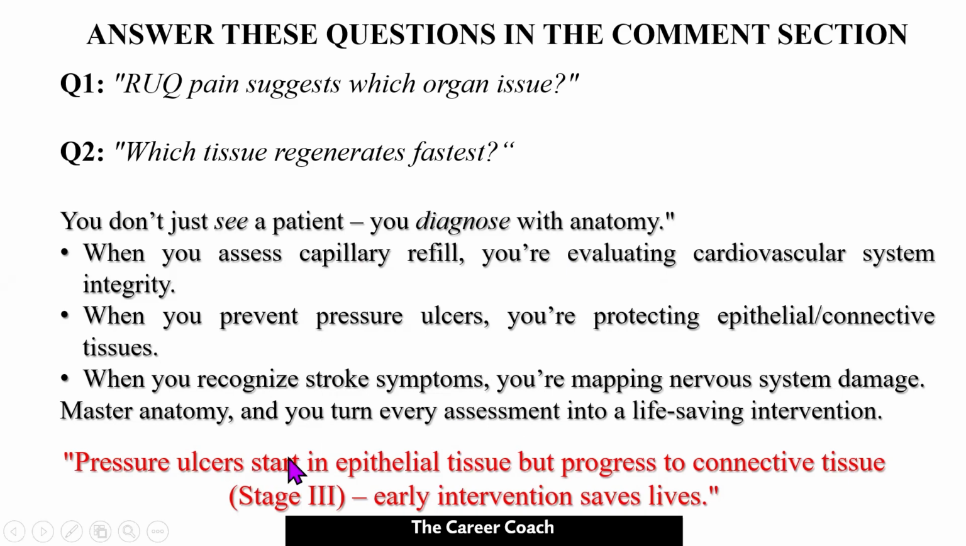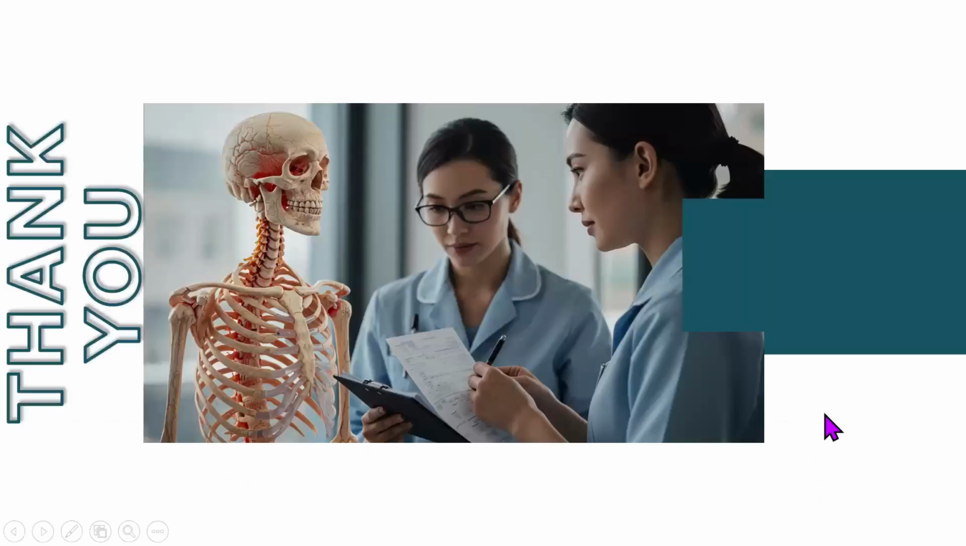Take note of this. Pressure ulcers start in epithelial tissue, but they progress to the connective tissues. When a pressure ulcer, which is also called a bed sore or decubitus ulcer, has resulted in connective tissue damage, that is a stage 3 pressure ulcer. Early intervention can save the life of your patient.